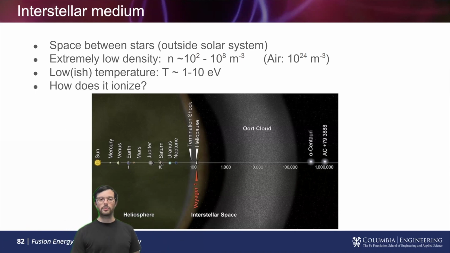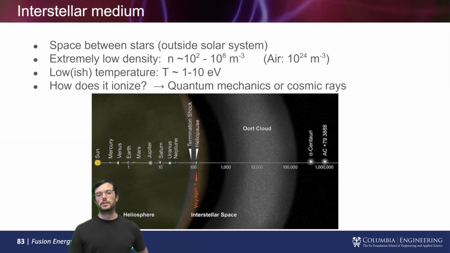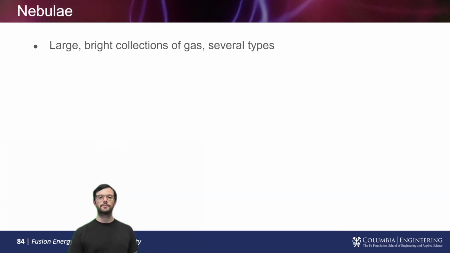And again, I mentioned before that it ionizes using quantum mechanics. So there's a chance that an electron just leaves. Now you have an ion and an electron, and if you have enough of them, you have a plasma. You can also get cosmic rays, which can come from stars or supernovae, and those can ionize things in space.